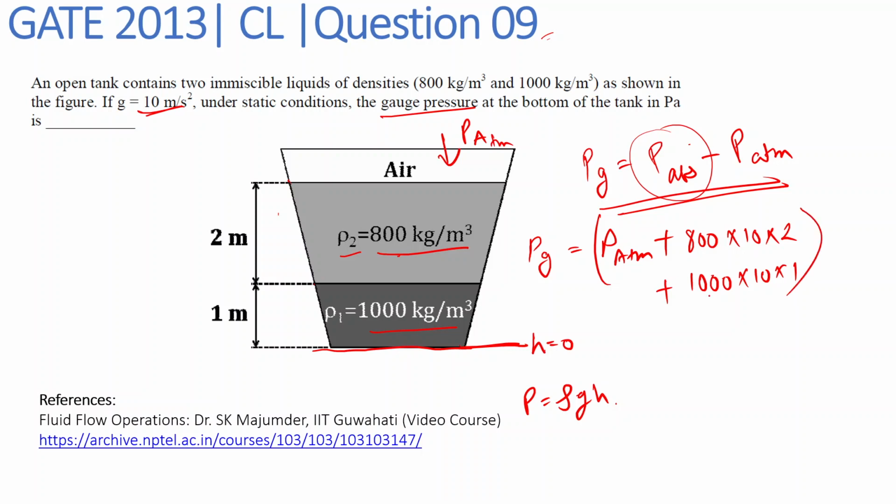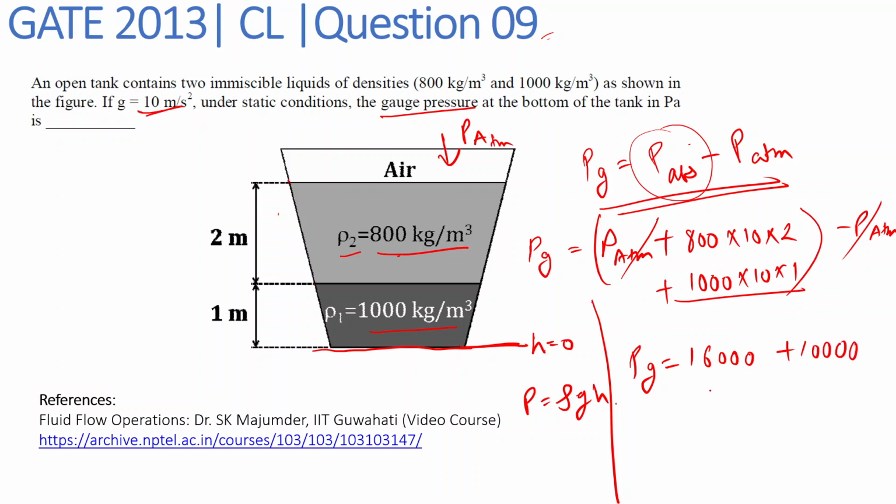So this pressure is due to the fluids present above the height h equal to 0, basically due to these two fluids and atmospheric pressure. And since we have to find this gauge pressure, we have to subtract atmospheric pressure from it. So ultimately, the gauge pressure will become, this P atmospheric will get subtracted out. It will be 16,000 plus 10,000, that is 26,000 Pascal.